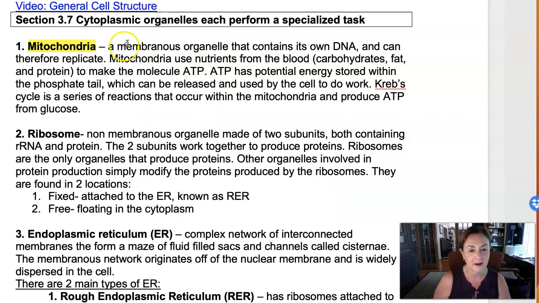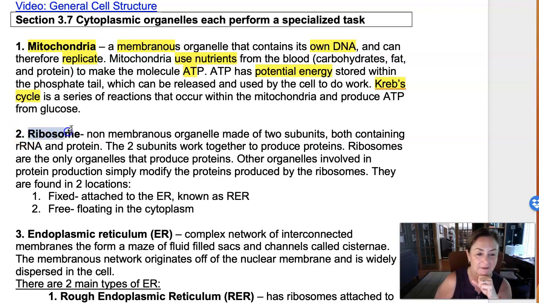In our notes, I mentioned that it's a membranous organelle, that it has its own DNA, therefore it can replicate. Mitochondria use nutrients from the blood. We talked about that. Also uses oxygen. You might want to add that into your notes. I didn't mention that, but mitochondria require oxygen to make this molecule ATP. And that has potential energy stored within that phosphate tail, like I showed you, that undergo reactions to give energy. And the reactions that occur inside of the mitochondrial matrix, those are called Krebs cycle, are what result in the production of ATP. So I hope that makes sense. Let me know if you have any questions.